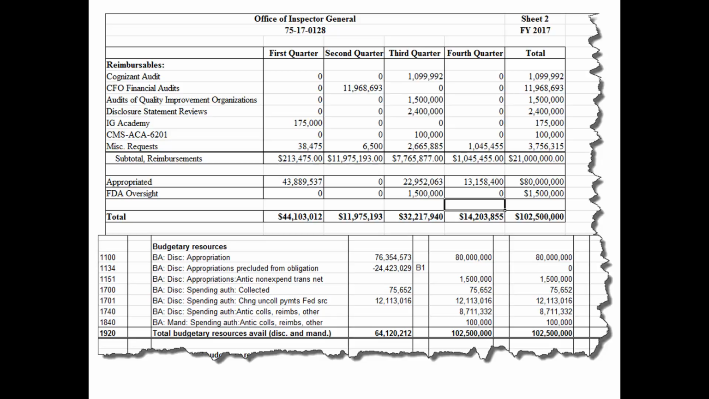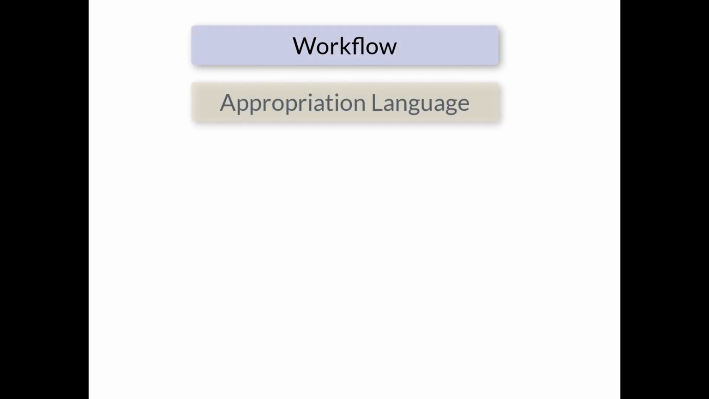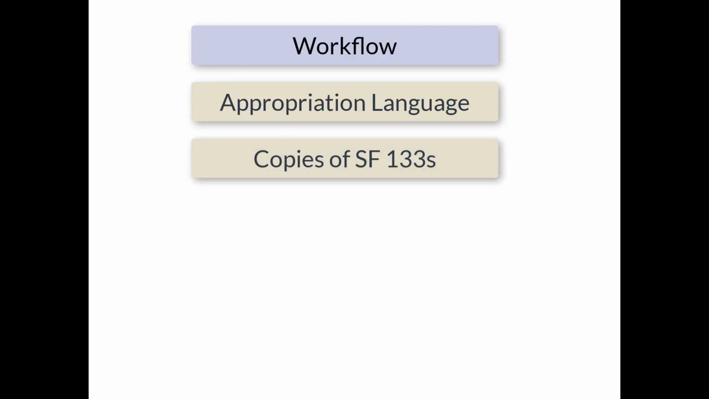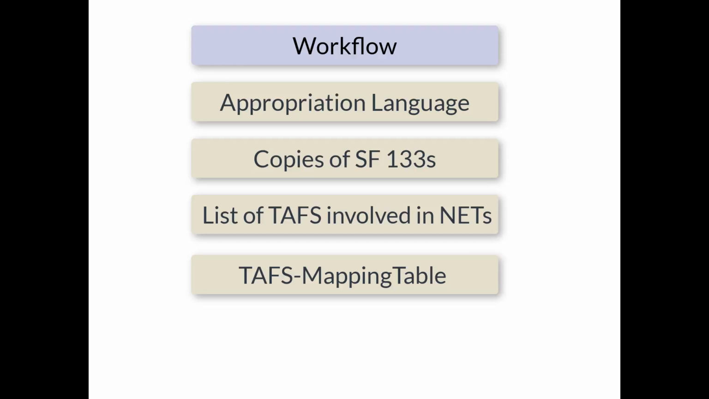What kind of information should accompany the apportionment package in workflow? Examples include appropriation language to help staff identify proper citations for Treasury warrant requests, copies of SF-133s, a list of TAFs involved in non-expenditure transfers, and, for accounts with multiple TAFs, a table mapping amounts and appropriations to the appropriate TAFs.